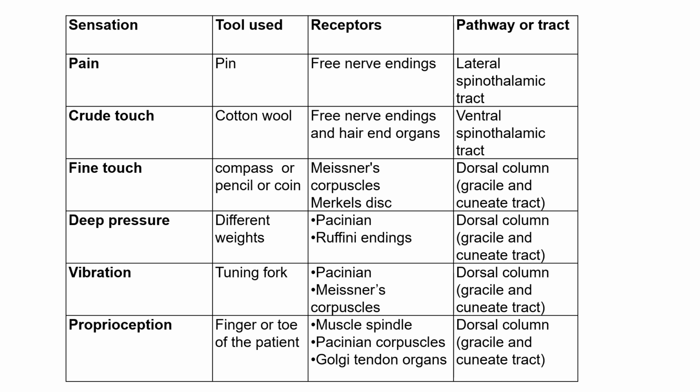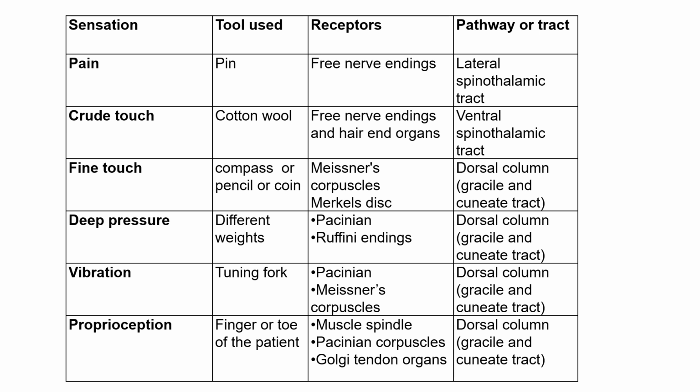All right? Crude touch, that's cotton wool. Again, free nerve endings are involved and hair and organs are involved. Now, impulses from these are transmitted to the brain via the ventral spinothalamic tract, which is part of the anterolateral system. All right, so you have the lateral spinothalamic tract and you have the ventral spinothalamic tract. Fine touch that you would have seen, that you use a compass, a pencil, or a coin. This is detected by the Meissner's corpuscles or the Merkel's disc. All right? And impulses from these receptors are transmitted through the dorsal column.